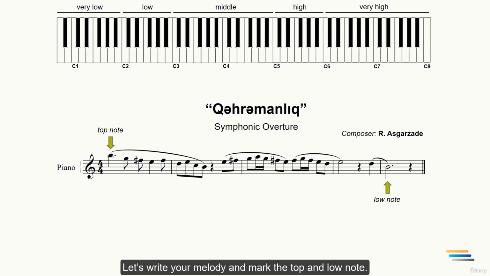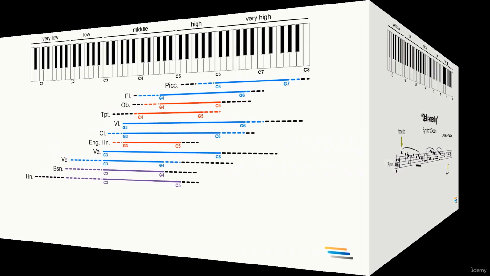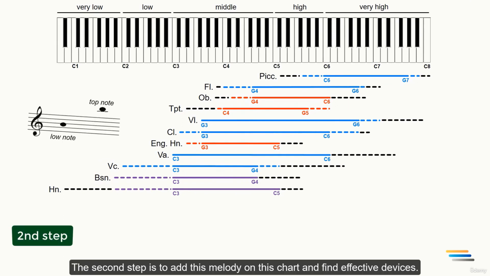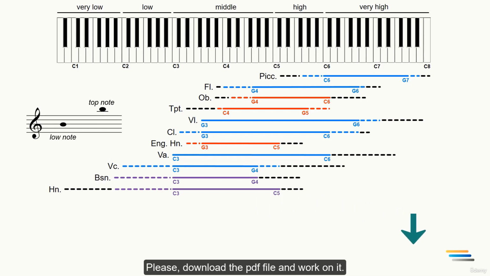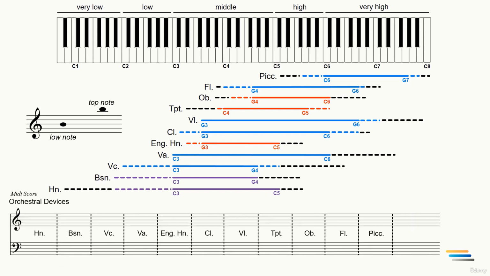Let's write your melody and mark the top and the low note. The second step is to add this melody on this chart and find effective devices. Please download the PDF file and work on it. Let's start with the French horn.